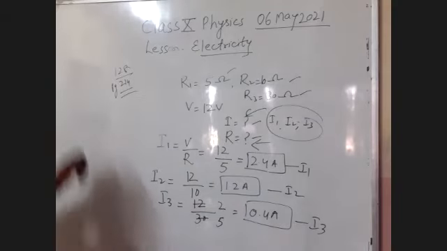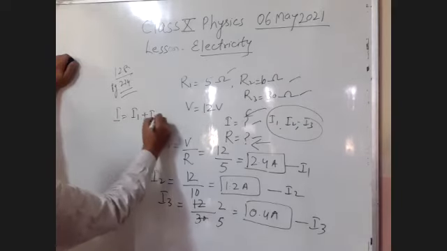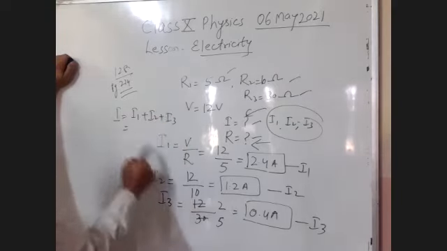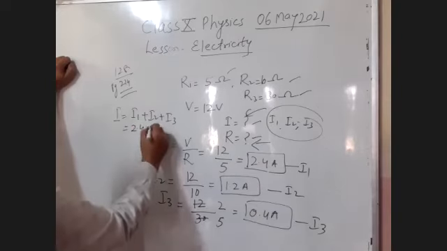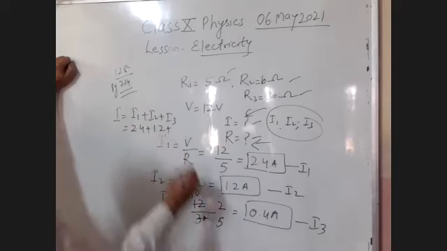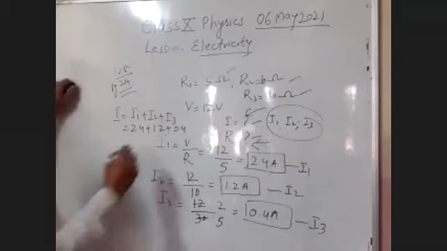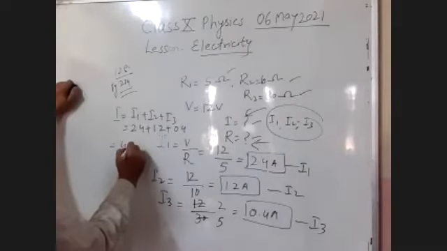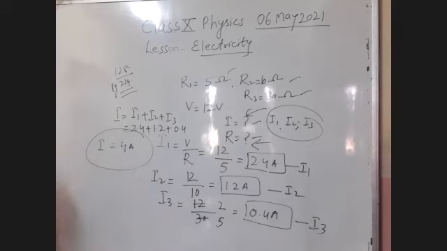Now, what will be the total value of the current? I is equal to I1 plus I2 plus I3, that is 2.4 plus 1.2 plus 0.4. When you add up, the value of I will be 4 ampere. The 4 ampere is your total current, students. This is the answer of part B.